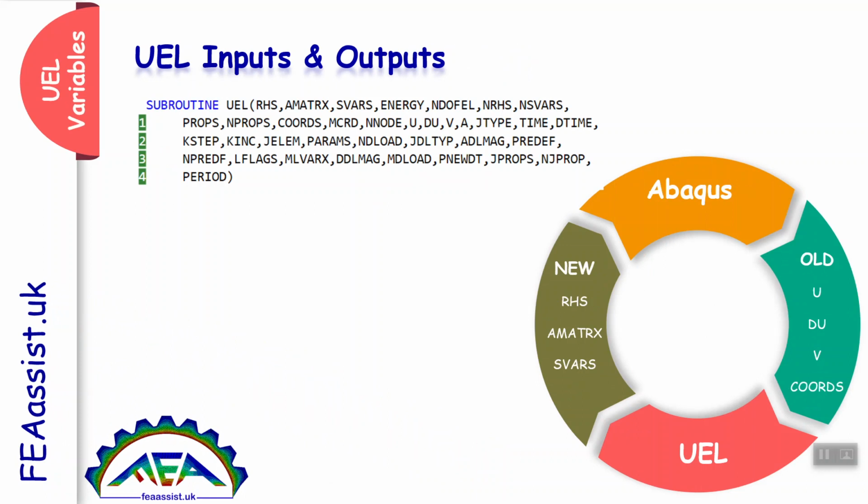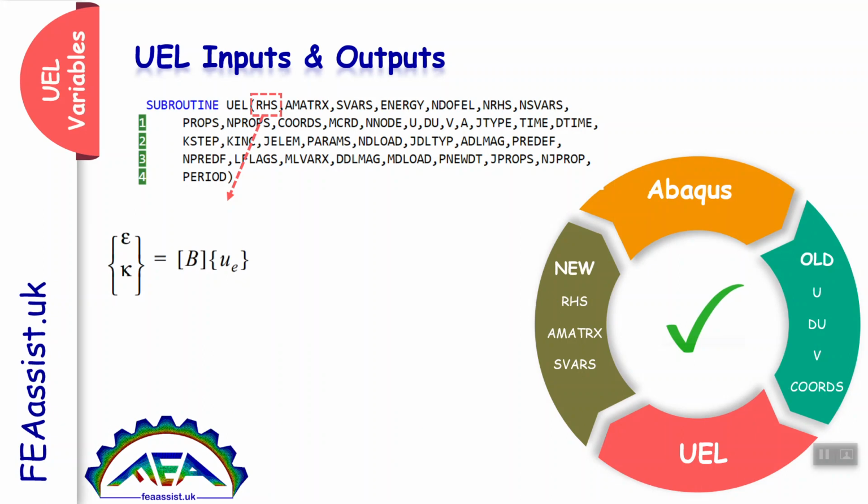Again, Abaqus gets these variables and computes the U, du, v curves. This is how Abaqus and UEL interact with each other, which is necessary to understand well in order to write well-working UEL subroutines. As an example, I explain one of the most important variables here, which is the output of UEL, RHS, the right-hand side matrix.